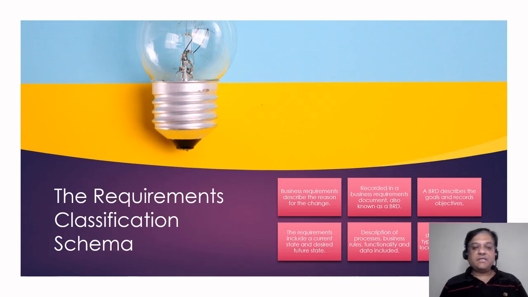The requirements classification schema. Business requirements describe the reason for the change. They are recorded in a business requirements document, also known as BRD. A BRD describes the goals and records objectives.